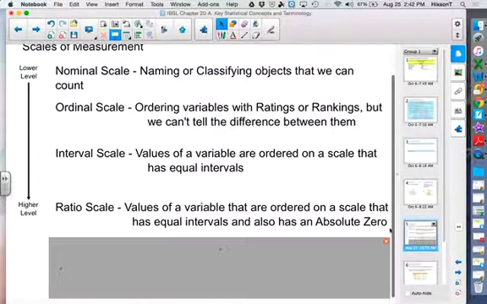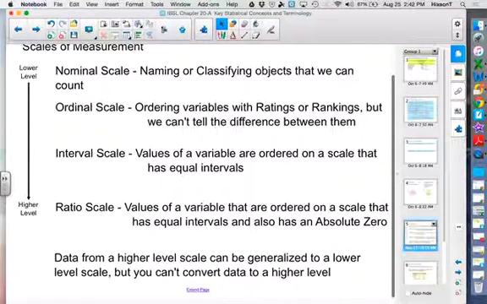Now, one nice thing is this. If you have data, let's say from an interval scale, you can generalize it down to nominal or ordinal. Okay, for example, if I have temperatures, obviously I can then order them from coldest to hottest, right? Or if I wanted to make general categories, cold, mild, and hot, I could fit those into a nominal scale. Okay, so you can take data from a higher level and fit it into a lower level.